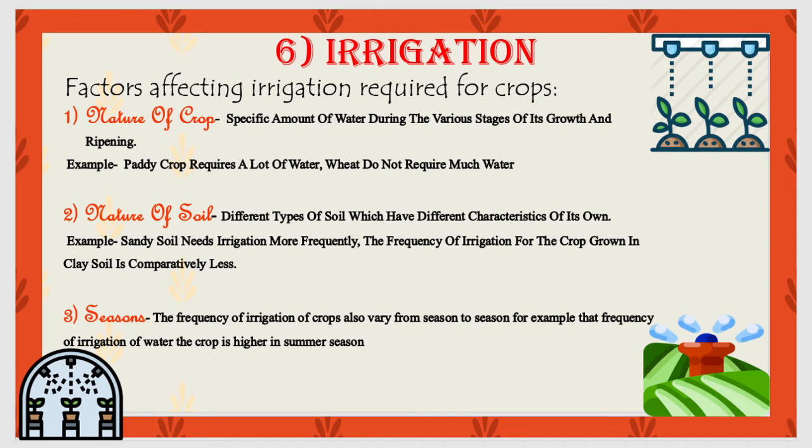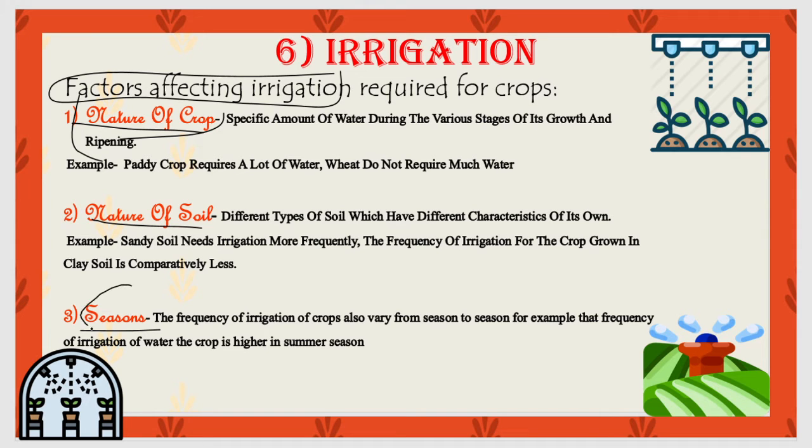Now let us come across factors affecting irrigation. Factors affecting irrigation are nature of soil, nature of crop and seasons. Let us take an example of nature of crops. For example, paddy crop is grown in standing water and requires continuous irrigation, whereas other crops like wheat, gram and cotton do not require so much water. Then, a crop grown in sandy soil needs irrigation more frequently, whereas the frequency of irrigation for crops grown in clay soil is comparatively less.